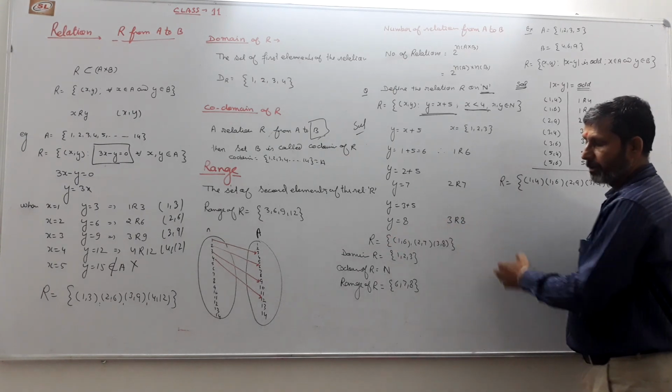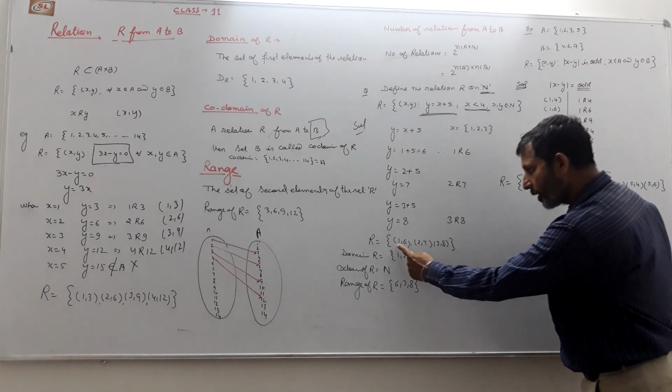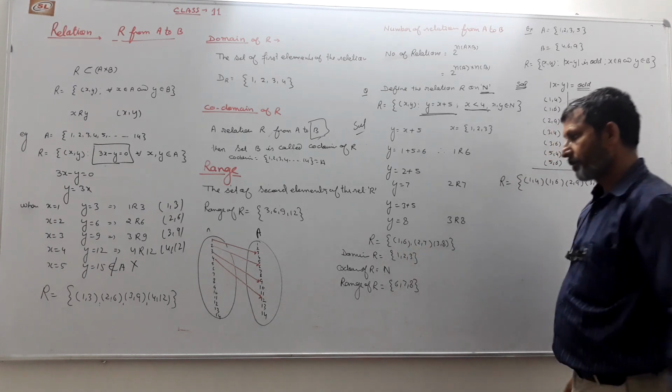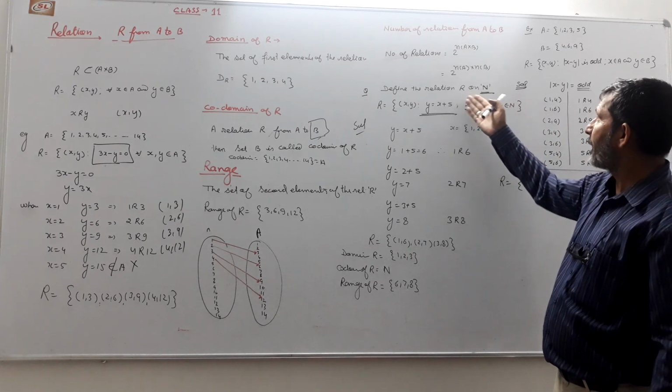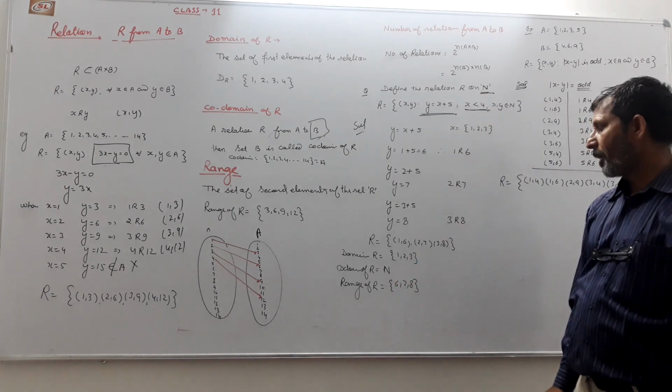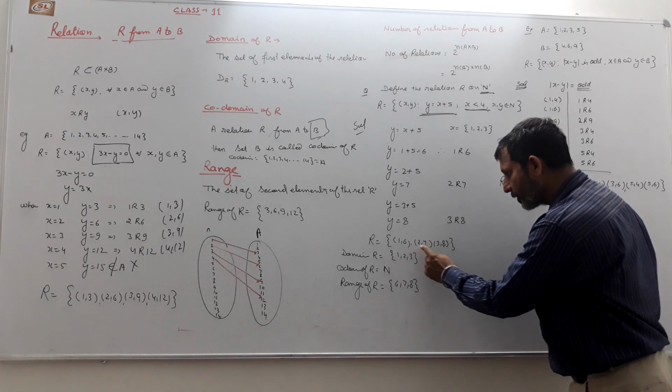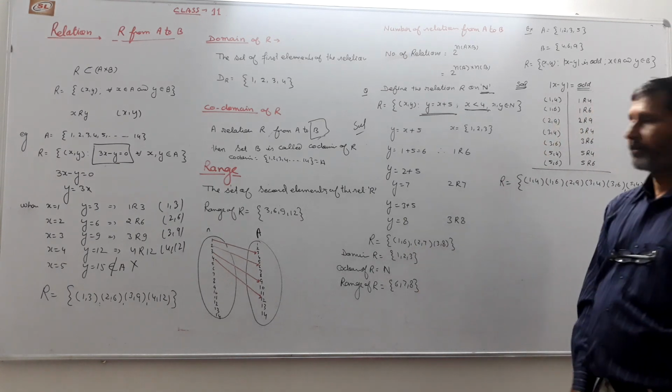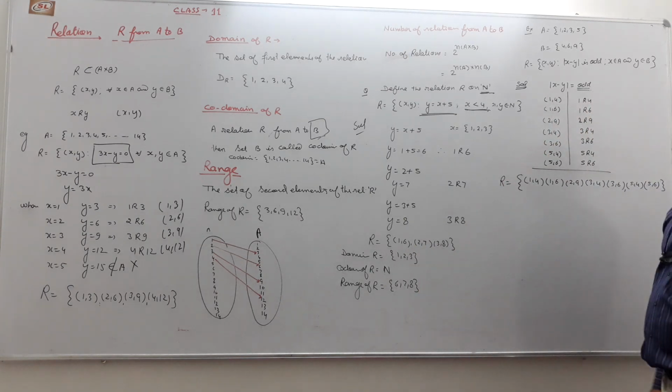This is the relation. What is the domain? The domain is 1, 2 and 3. The codomain is the set of natural numbers. And what about its range? 6, 7 and 8.